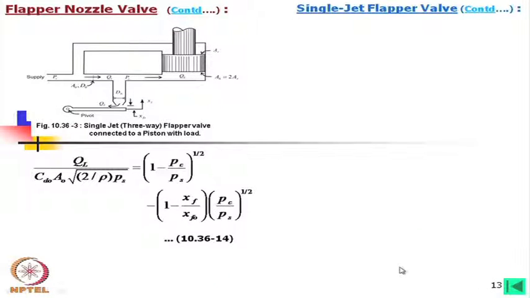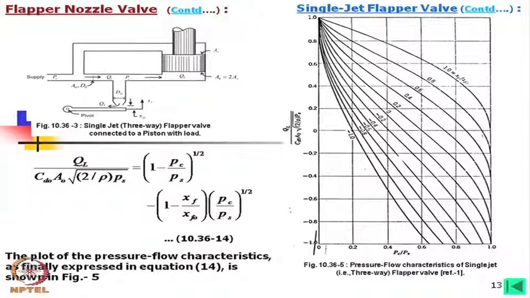Now if we look into this equation, this is plotted here in this curve, and this plot of pressure flow characteristics is finally expressed in 14, and this is presented here. Now if we look into this, in this case also this is the same as the spool valve, so the abscissa is the same, but different from the four way valve, here we have considered only one side of this curve.